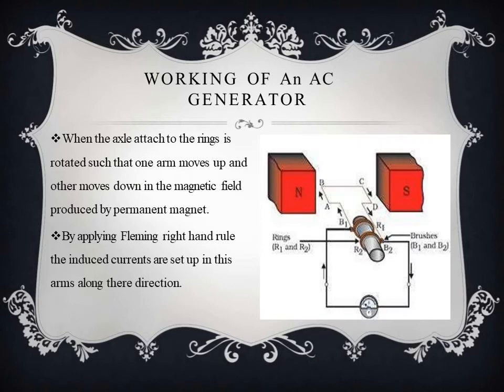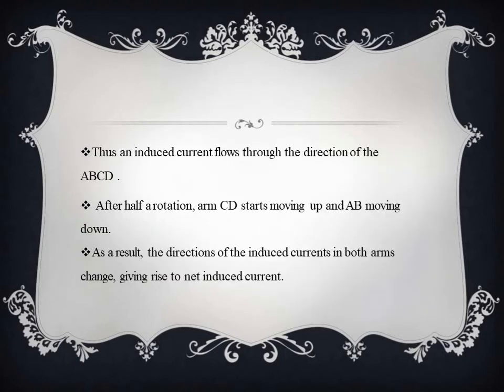Now let's see how this AC generator works. As you can see in the diagram, the axle attached to the rings represented by R1 and R2 is rotated such that one arm moves up and the other arm moves down in the magnetic field produced by the permanent magnet. Now by applying Fleming's right hand rule, the induced current is set up in the arm along the direction. So an induced current flows in the direction ABCD.